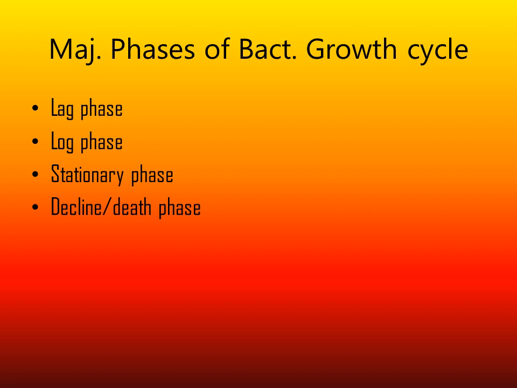Lag phase is the phase in which rapid metabolism occurs in bacteria, but still there is no division. The log phase is the rapid division phase of bacteria. The stationary phase is one in which there is a balance between the new cells that are forming and the cells that are dying. And in the last phase of the growth cycle, there is an increased number of dead cells and no new cells are forming.